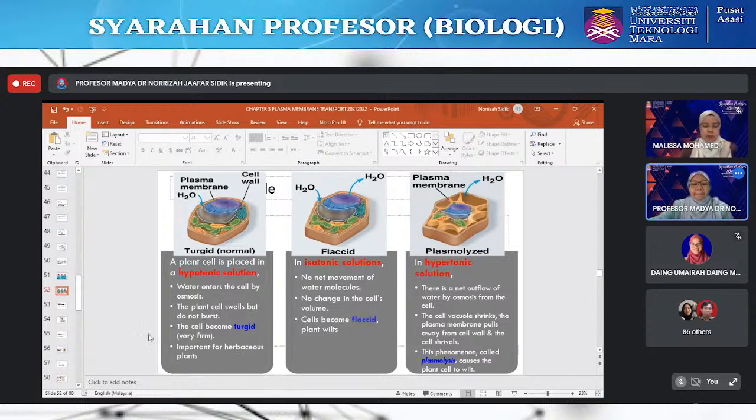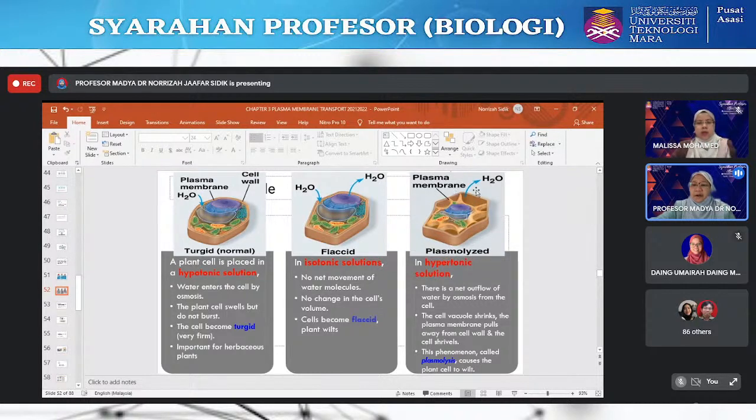Then we look at the isotonic solution. When we put a plant cell in it, there is no net movement of water molecules and no change in the cell volume, but the cell becomes flaccid, and then it will wilt. And for a hypertonic solution, the cell will plasmolyze. The process of plasmolysis occurs here.